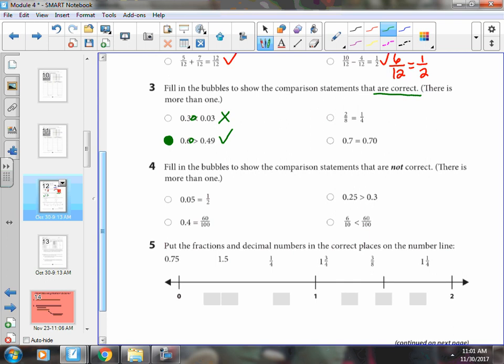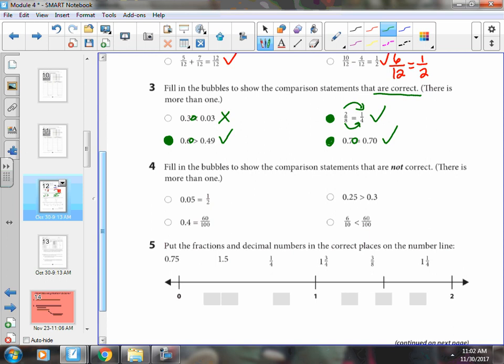2/8 is the same thing as 1/4. Are they equivalent? As long as you do the same thing to the top as you do to the bottom. If you cut 2 in half, you get 1. And if you cut 8 in half, you get 4. So yes, they are equivalent. So that one is correct. So I'm going to put a bubble by it. And the last one, if I put a 0, 70 hundredths is equal to 70 hundredths. I was only expecting 2 to be correct, but actually, there's 3 of them that are correct. So this one's going to have 3 bubbles.